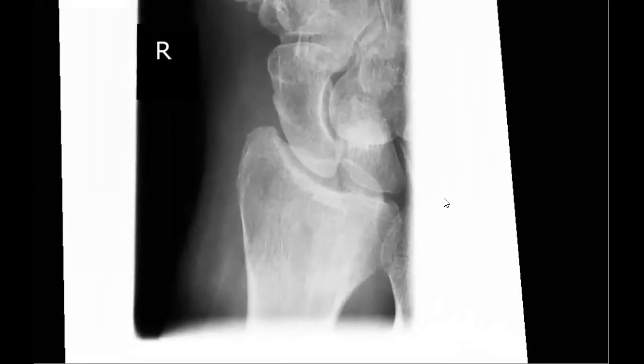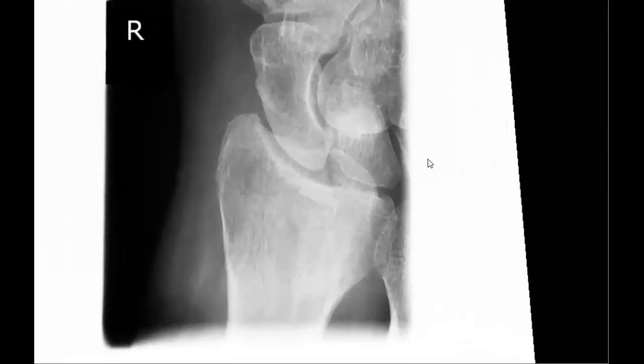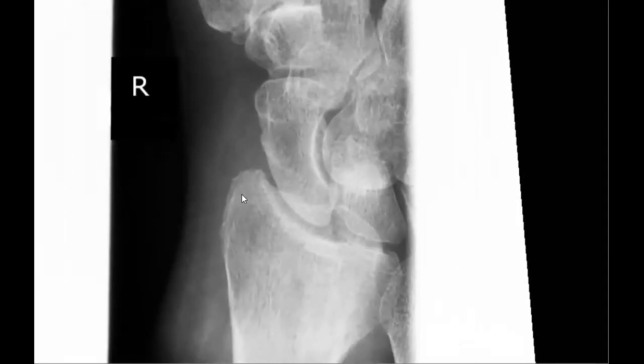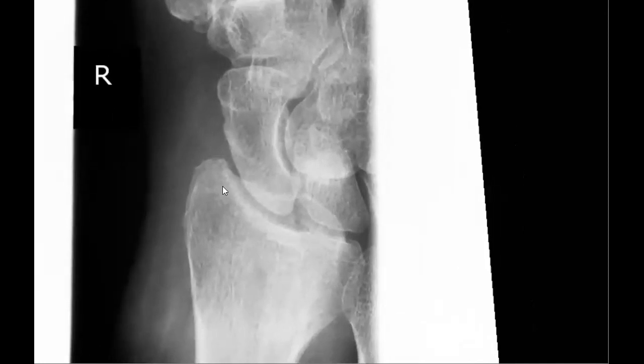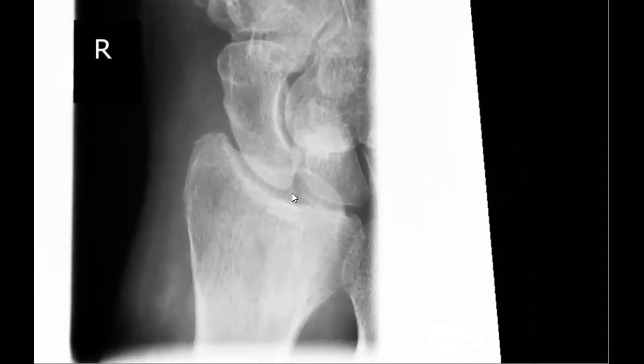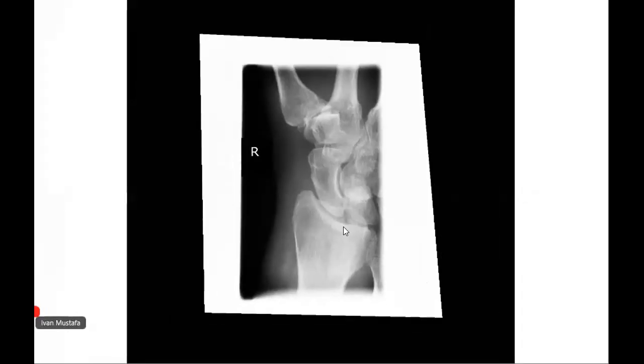When you find this one, search carefully in the radius. If you don't find any fracture in the radius, search again until you find something. If you didn't find it, search in the articular surface. You will find that there is a fracture in the radius. It's not an easy one, but it can be.